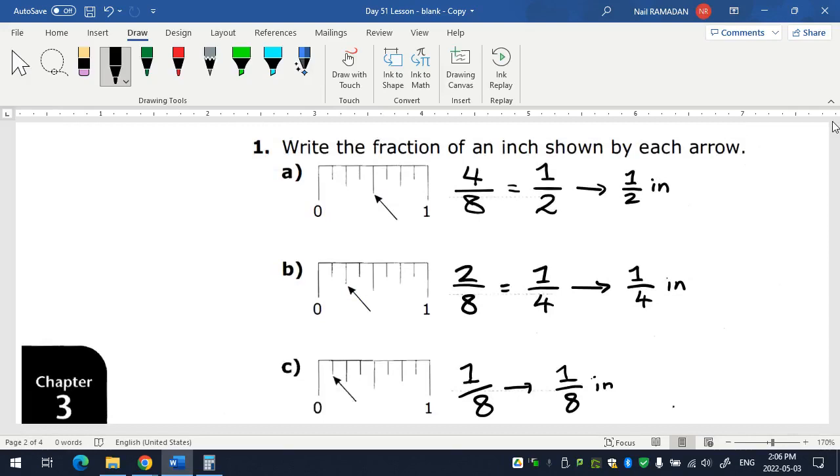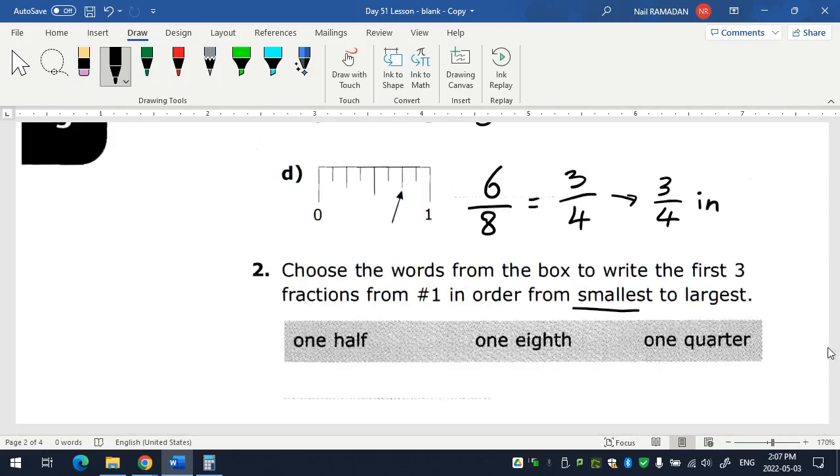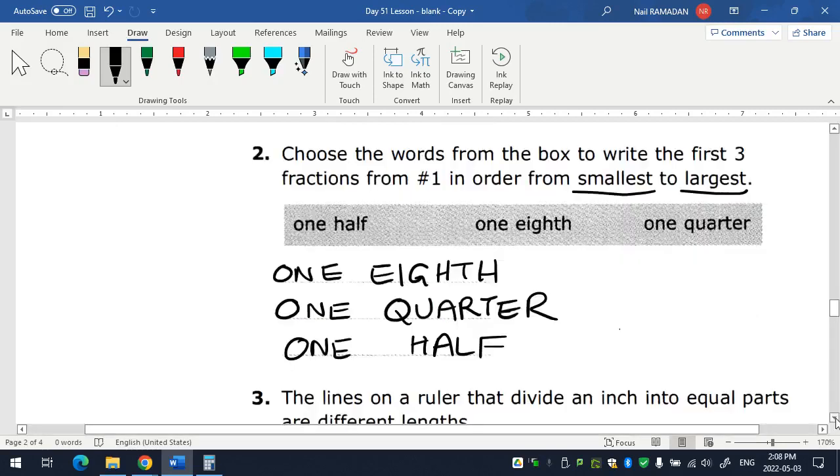C, which happens to be what? How much is this? 1/8. Which one is the second biggest one? Come on. Second biggest. What's bigger than C? Which one is the second biggest one? B. How much is that? 1/4. And then which one is the biggest? So from smallest to largest.